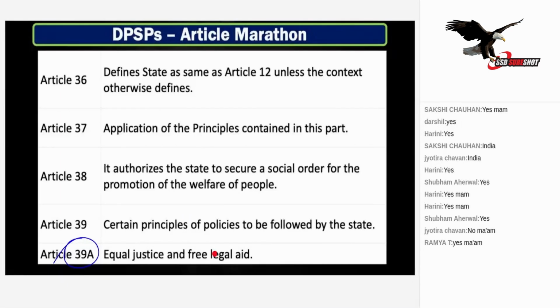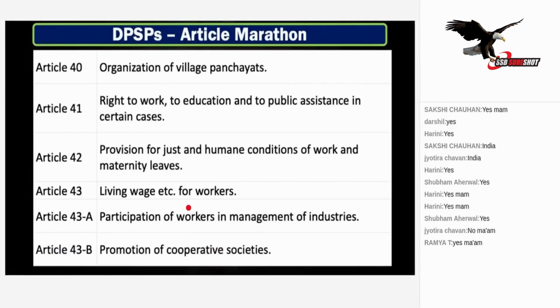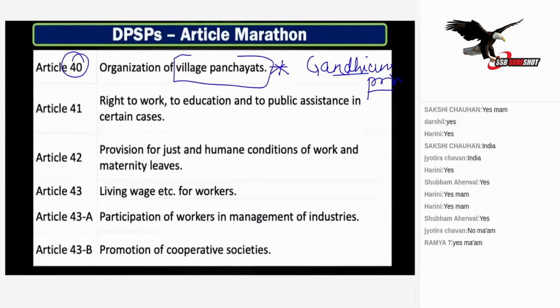Next is Article 40, Organization of Village Panchayats, a Gandhian principle. Please remember it, important. Gandhi suggested, as one of the DPSPs, that government should make laws keeping in mind that there should be regular village panchayats. With village panchayats, what will happen? There would be decentralization of power.